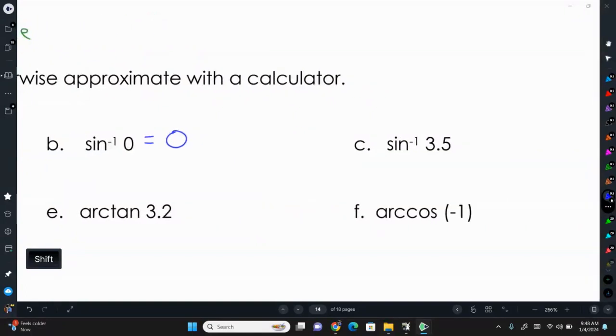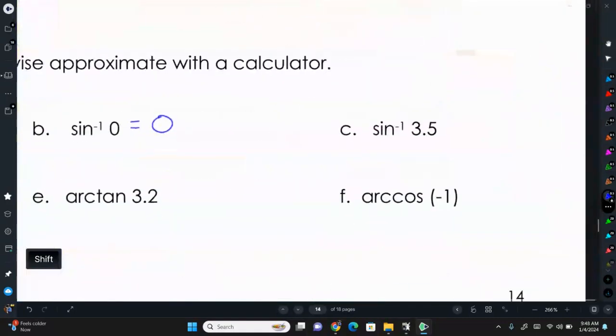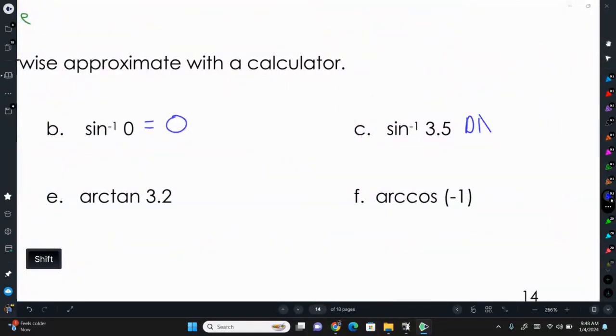Letter C, the inverse sine of 3.5. Well, 3.5 is outside our domain. Our domain for inverse sine is between negative 1 and 1. So this does not exist. It is outside the domain.